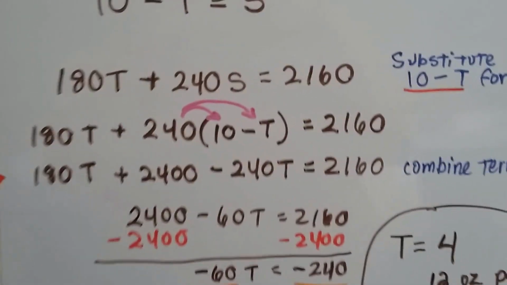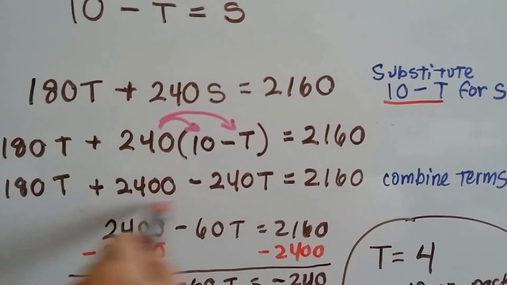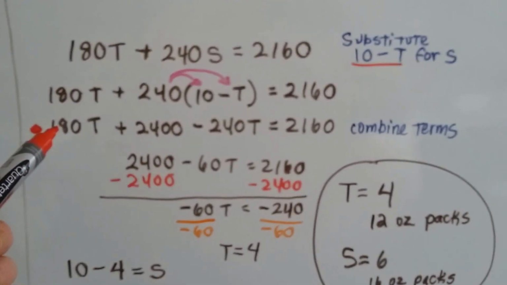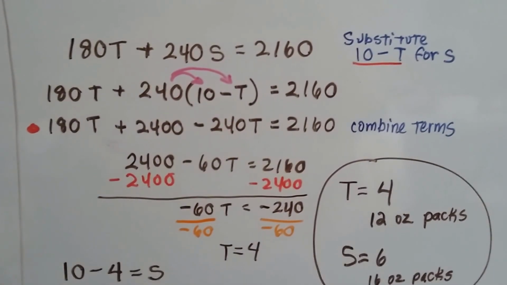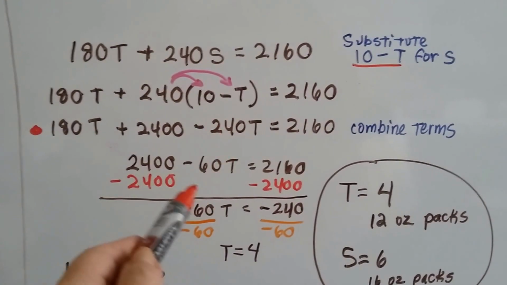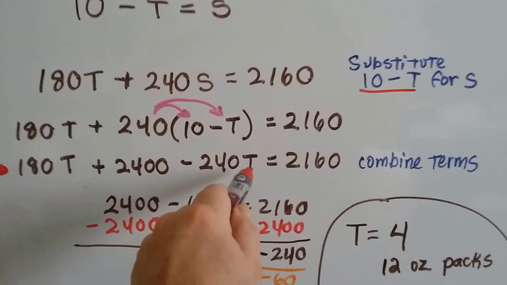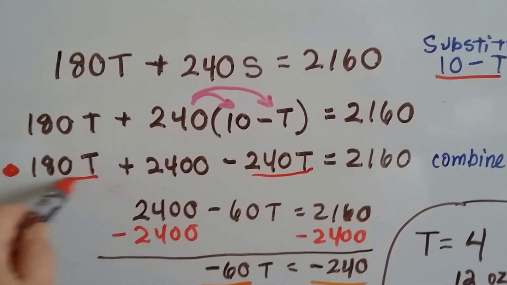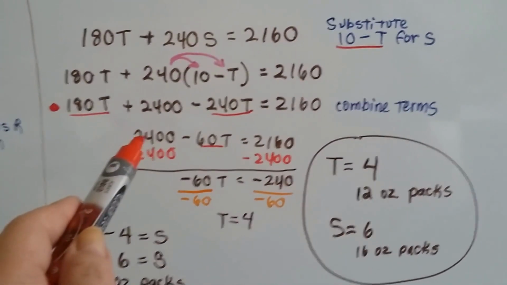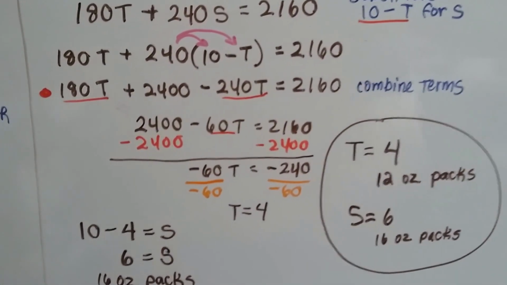So now this is our new equation right here. After we do this distributive property, we get this. So now we have like terms. We have 180T and we have negative 240T. When you have 180 and take away 240, you get a negative 60T. So now the math from this one and this one gave us this, okay? So now we've got 2400 minus 60T equals 2160.